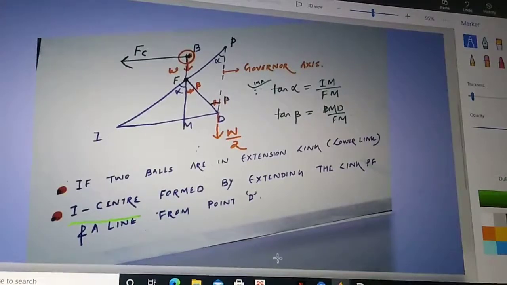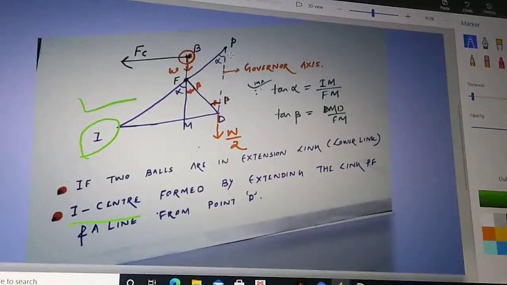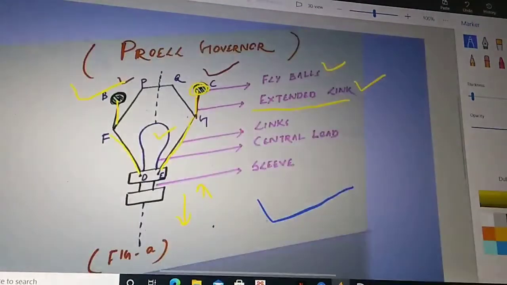So what is the I center? Basically, it is an imaginary point, and we consider that point to be fixed. About that point, the motion is analyzed as pure rotational motion. So about this point, we can assume that the motion of the body will be pure rotational, and we have assumed this for easier calculation and for finding the speed of revolution of this Proell governor, that is, at how many RPM it will rotate about its axis of rotation. So in order to ease our calculation in this governor, we are considering this I center of rotation.